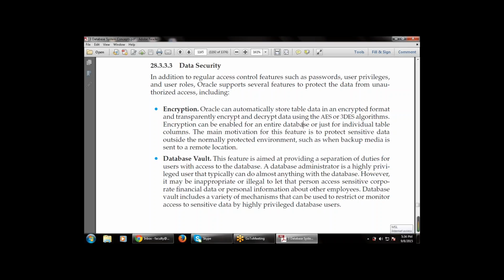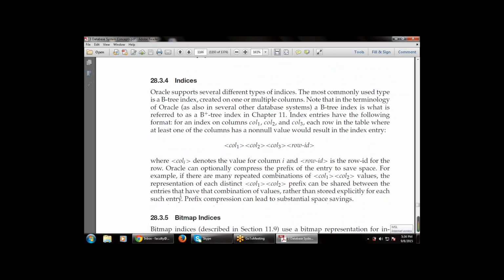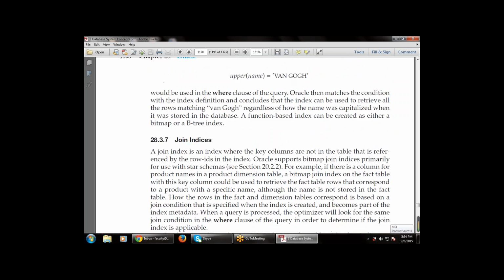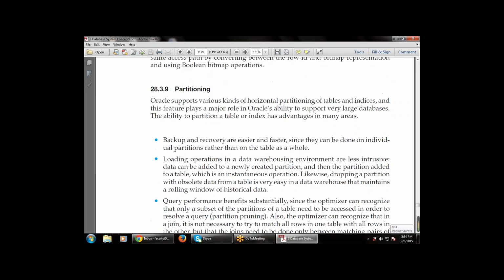Encryption means automatically storing the data in an encrypted form, in another form that will not be understood by any other third person. These are the various security concerns. Then the function based indices, join indices, domain indices, these are the various indices.